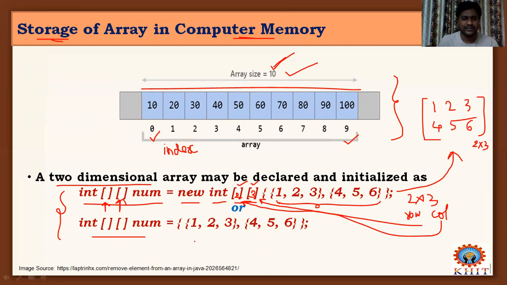Got it? And we can write the same representation like this also, without using the new operator here. So int two-dimensional array identifier, the array name, and we assign the elements directly to this two-dimensional array.